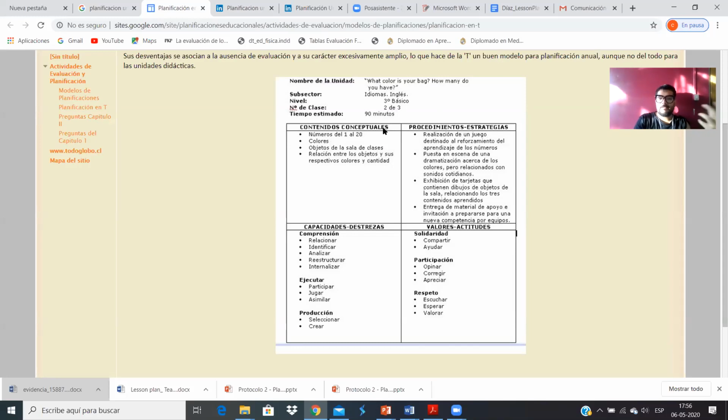So first you put the concept. What concepts are going to be learned? Números de 1 al 10, colores, objetivos de la sala de clase, objetos de la sala de clase, relación entre los objetos y sus respectivos colores y cantidad. So these are the contents.